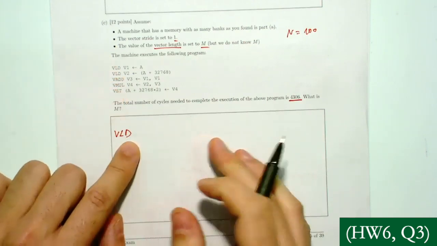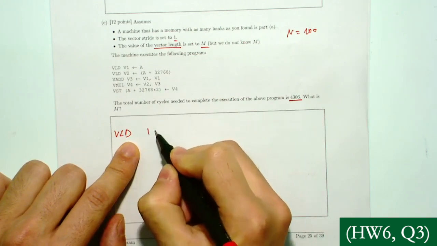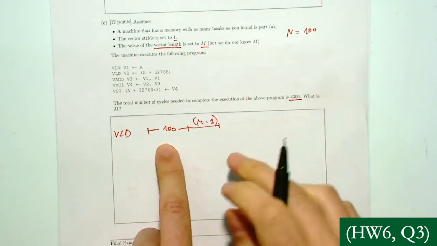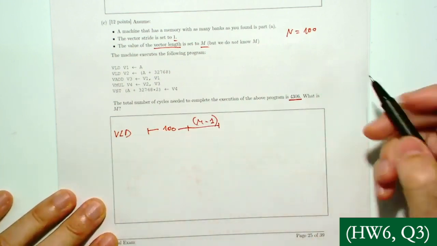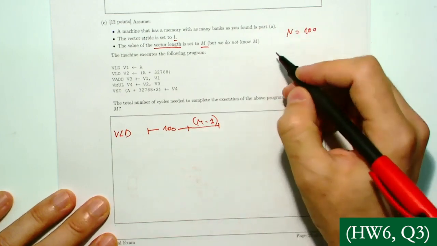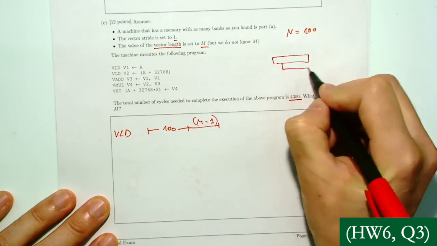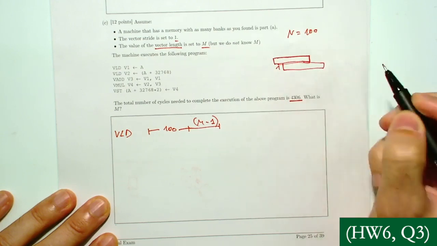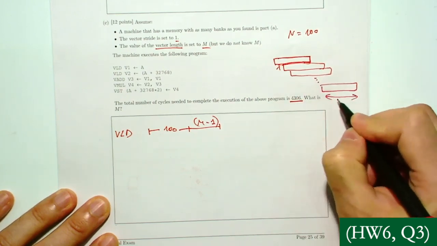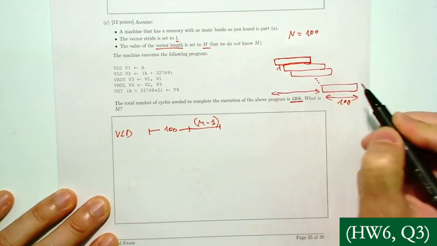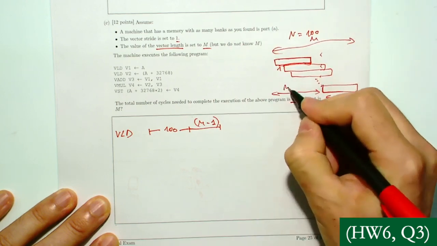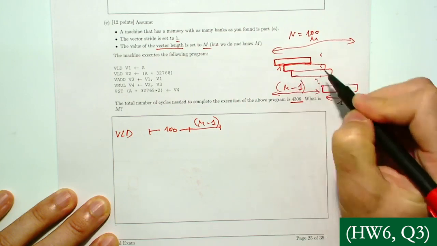The first load will take 100 plus n minus 1. Why is this the latency? If this is one, we can start one new load every cycle, right? So at the end, we will have this 100, because this is the latency, plus the other latency. If the total is m, we have 100 for the last one, and then we have n minus 1 cycles. We can start one load every single cycle.